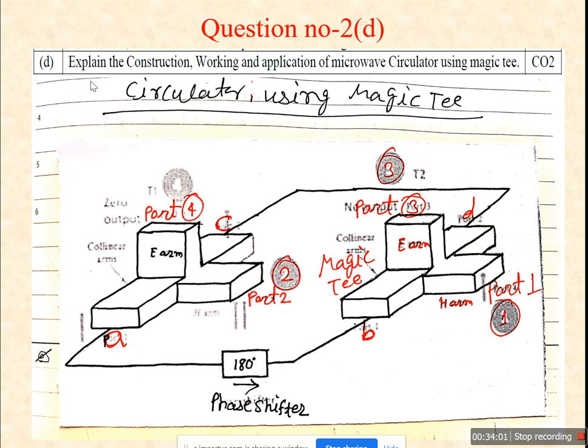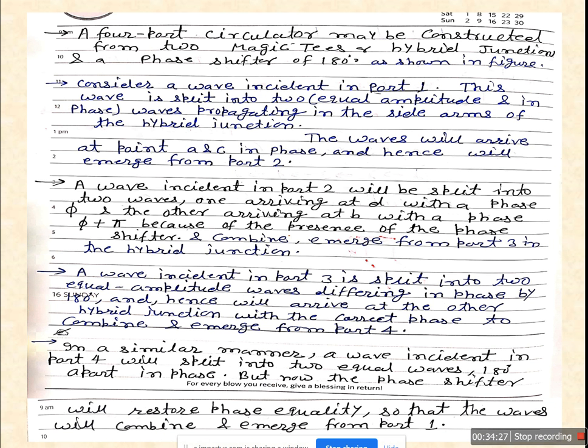Now the question: explain the construction, working and application of microwave circulator using magic tee. This is the figure using the two magic tees. Here one phase shifter is also applied. Now see, a 4-port circulator may be constructed from two magic tees or hybrid junctions and a phase shifter as shown in the figure.